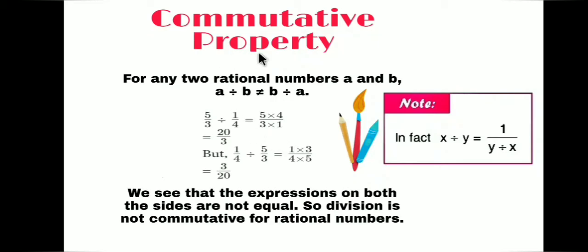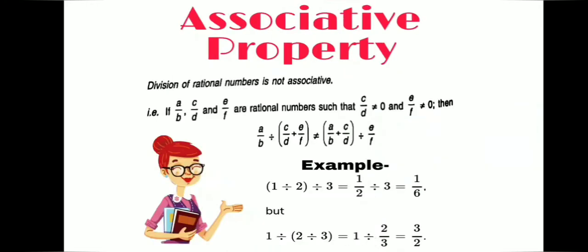Okay, so this is the commutative property of division, and we can conclude from this example that the expressions on both sides are not equal. So division is not commutative for rational numbers. Next is the associative property. Division of rational numbers is not associative.